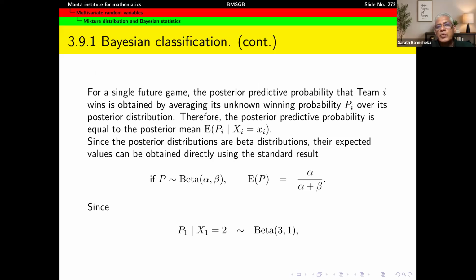There was another part in the question: which team has the higher probability of winning a future game? For a single future game, the posterior predictive probability that team i wins is obtained by averaging its unknown winning probability Pi over its posterior distribution. So that's what we usually do to predict future values. We consider the average over all possible p-values over the distribution.